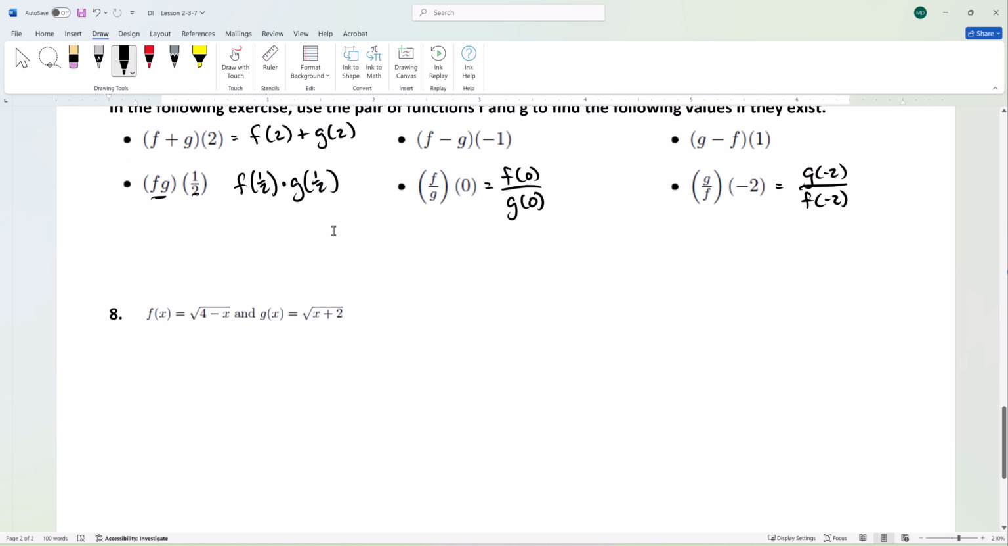So having said that, if I wanted to find, let's just say this one, f of 0 would be the square root of 4 minus 0 over g of 0, which would be the square root of 0 plus 2. So this is the square root of 4 over the square root of 2. It's going to be 2 over root 2. Multiply top and bottom by root 2. So equals root 2.